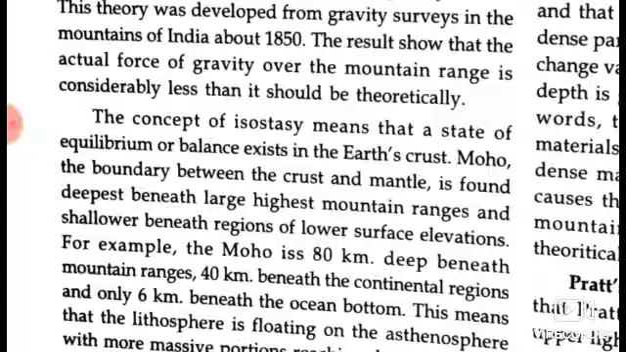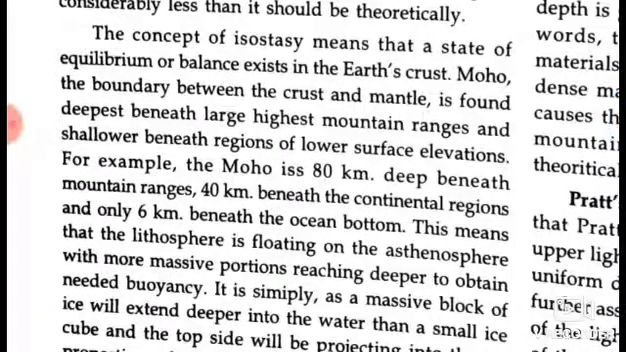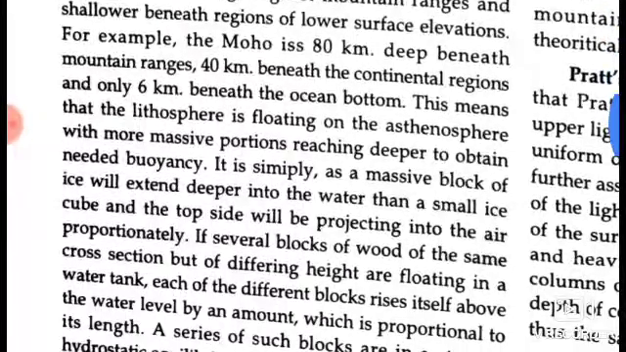Moreover, the boundary between crust and mantle is found deepest beneath the highest mountain ranges and shallower beneath regions of lower surface elevation. For example, the Moho is 80 km deep beneath mountain ranges, 40 km beneath the continental regions, and only 6 km beneath the ocean bottom. This means that the lithosphere is floating on the asthenosphere, with more massive portions reaching deeper to obtain needed buoyancy.